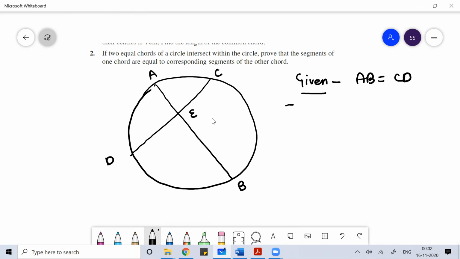So what you have to prove? You have to prove that AE is equal to CE. This is what you need to prove. And then you need to prove a segment of one chord, EB is equal to ED. This is what you need to prove here.